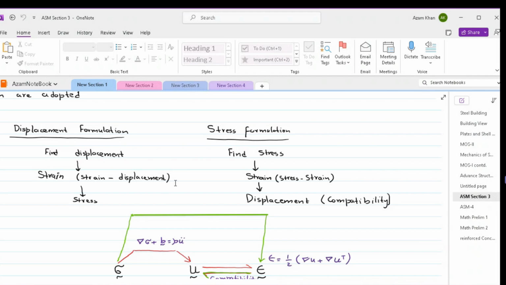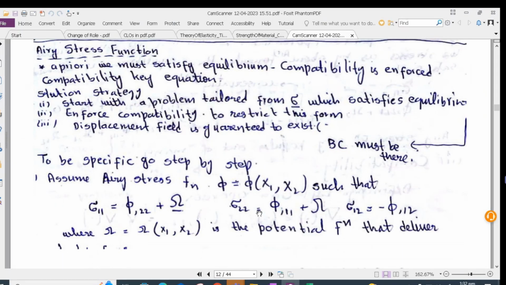We will now try to solve a simple problem based on stress formulation. In stress formulation, as we discussed, we start off from a stress function, we find out strains, and finally we work out the displacements. In stress formulation, we have to ensure that the displacements which are worked out are compatible with the strains. In our previous presentation, we discussed the Airy stress functions.